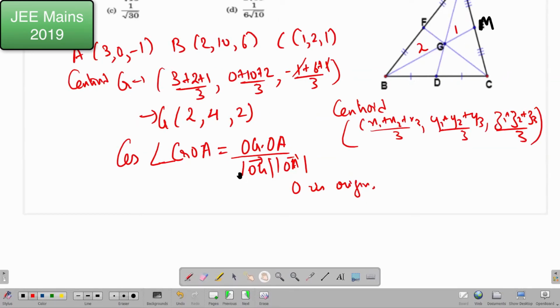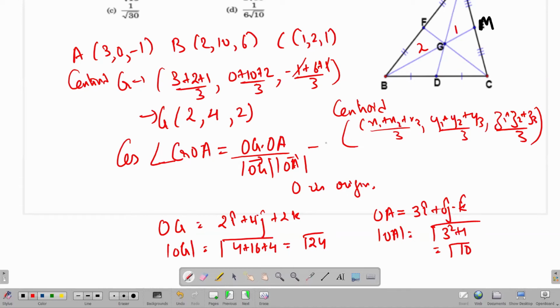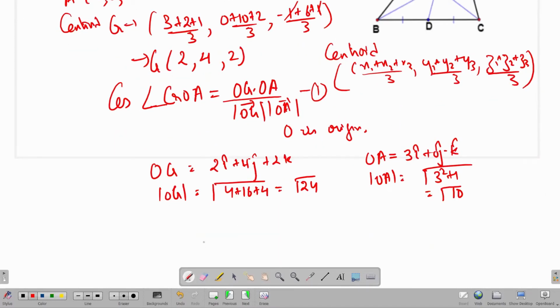Now, since G is (2, 4, 2), the coordinates of the centroid, OG is 2i plus 4j plus 2k, and mod of OG is root of 4 plus 16 plus 4, that is root of 24. Since the vertex A is (3, 0, minus 1), OA vector is 3i plus 0j minus k, and mod of OA is root of 3 square plus 1, that is root of 10. Now we just have to put all these values in equation 1. OG dot OA is the dot product using components. So cos angle GOA has OG dot OA, that is 2 into 3, which comes out to be 6, 4 into 0, so that is 0.